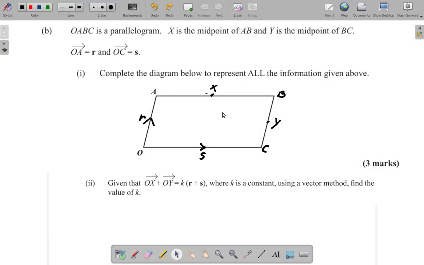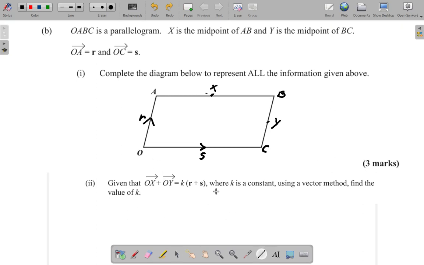Now let's look at the next part of the question. It says, given that OX plus OY is equal to K(R plus S), where K is a constant, using a vector method, find the value of K. Let's look at this. OX plus OY.